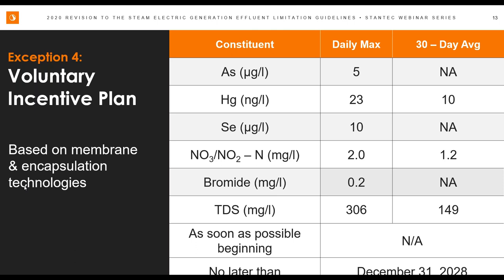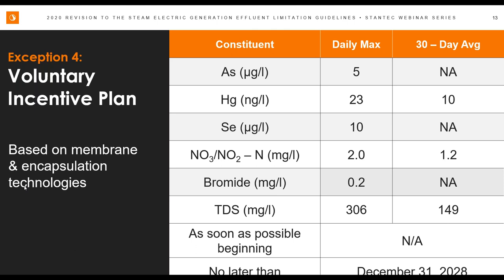Not something that has been widely explored or certainly not widely implemented within the U.S. electric power industry. You'll notice on the limits on the VIP program is that the arsenic has a daily max of 5. The thoughts were that we're so close to reporting limits for the matrix that it doesn't really make sense to have a 30-day average also. Mercury drops down to 23 and 10 parts per trillion. Selenium, similar to arsenic, only has a daily max of 10 parts per billion. Nitrate nitrites, 2.0 and 1.2 respectively. And then bromide gets added.